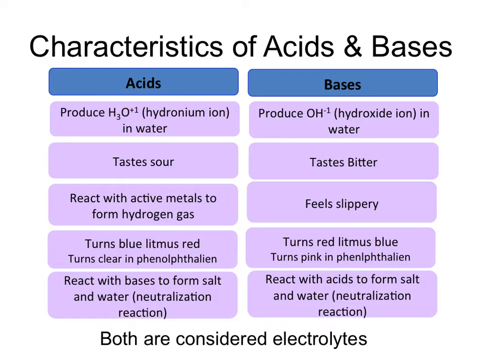This table should look familiar to you. It is a list of all the characteristics of acids and bases. Remind yourselves that acids produce hydronium ions in water.